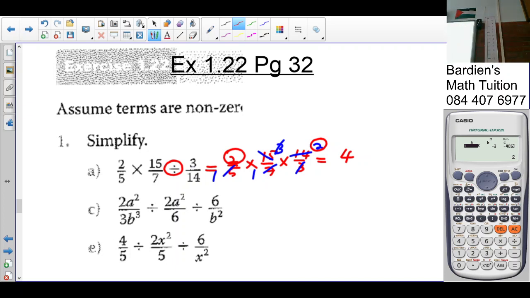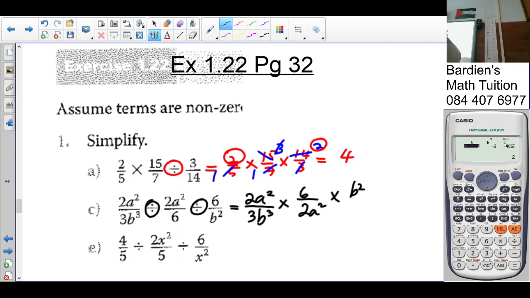Let's look at the next one. That one must change to multiplication, and that one there. So it's going to be 2a squared over 3b cubed times 6 over 2a squared times b squared over 6. What's going to happen now? 6 cancel 6, yes? A squared and a squared, 2 and 2. B squared and 2 of those 3 b's, not so? Leaves you with b to the 1 left.